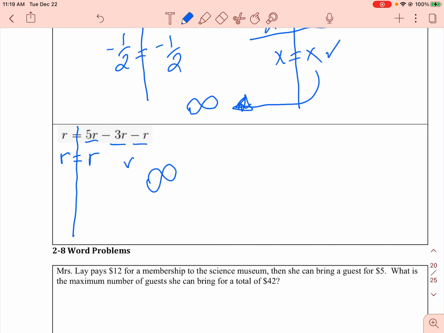So when you get a number equaling the same number, or a variable equaling that same variable, infinitely many solutions. When you have two different numbers that equal each other, and your variables cancel, then that is no solution. If you have a variable equaling any number, this is one solution. So everything we've been doing, other than solving with square roots, has been one solution. So whenever you get x equals a number, that is just one solution. So that's infinitely many, no solution, and one solution.